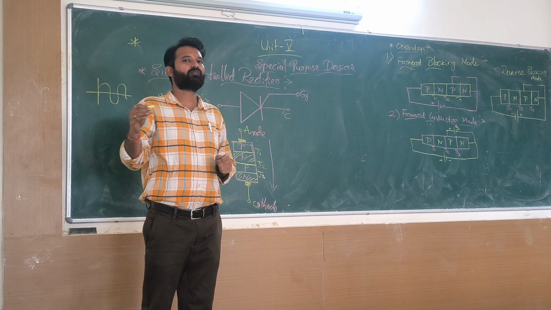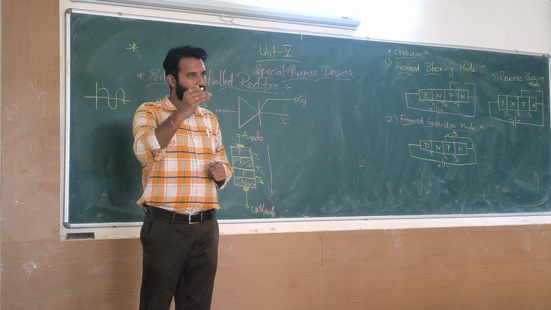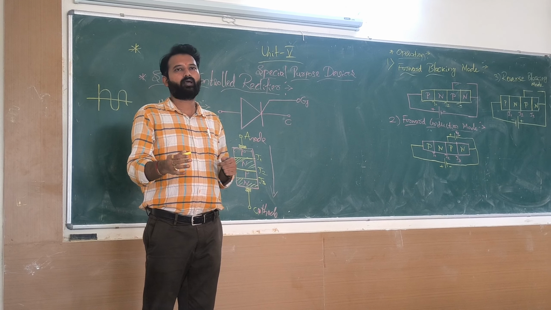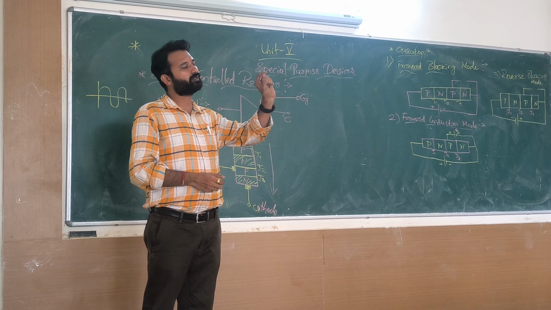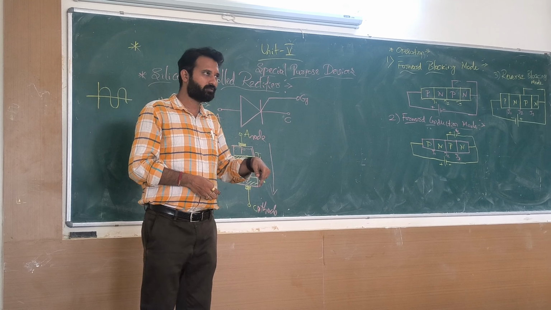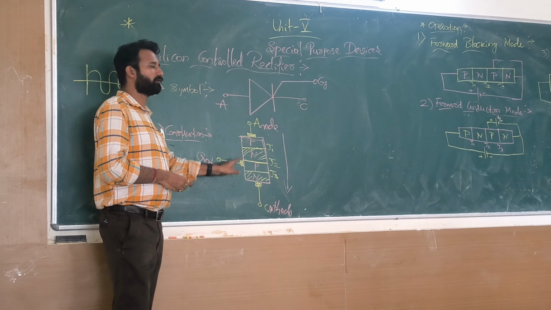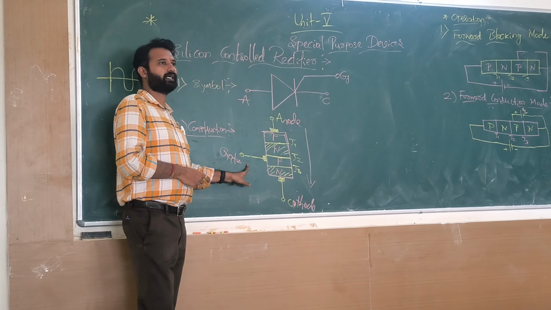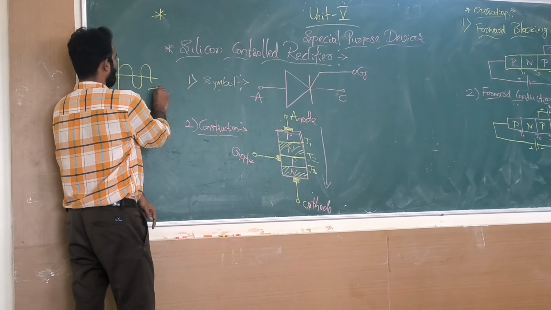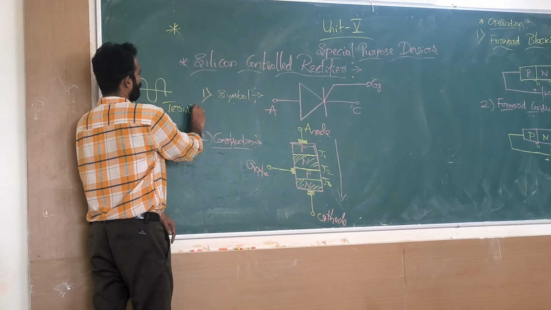Understandable? Current is moving from where? Anode to cathode. Current is flowing. There must be a control, there must be a terminal. Which terminal will control? The gate terminal will control the flow of current. So that's why the gate terminal is called the terminal of control.